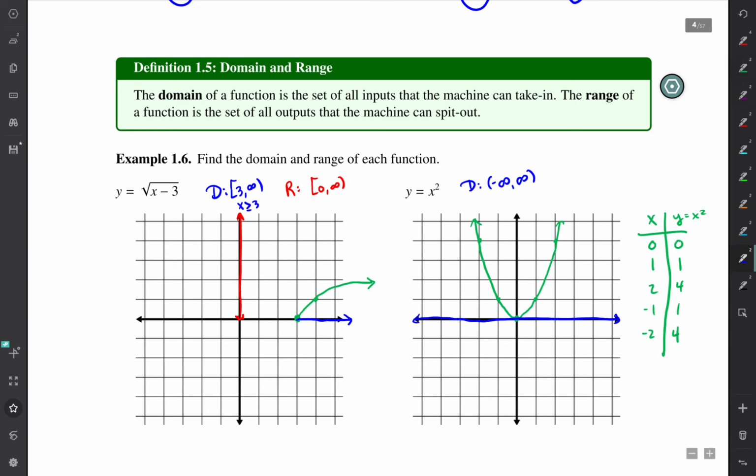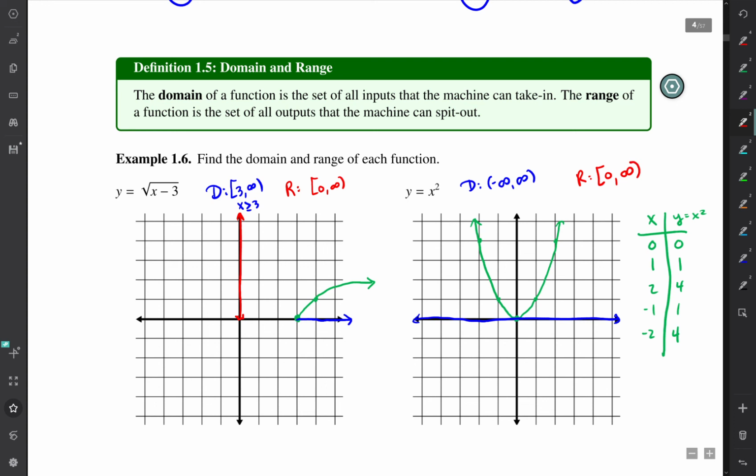And then the range is going to be 0 to infinity. That's all the outputs, right? So the thing is that you can't square a number and get a negative number, or you can't square a real number and get a negative number. So the range is all the y values from 0 to infinity.